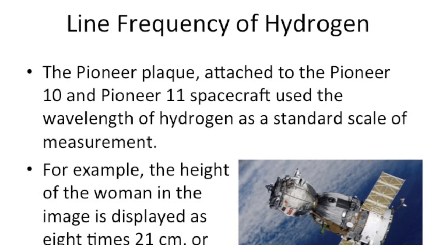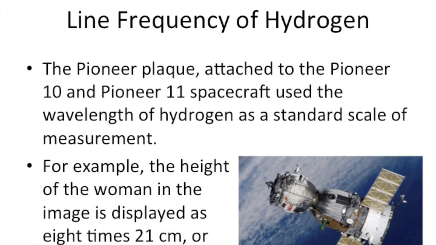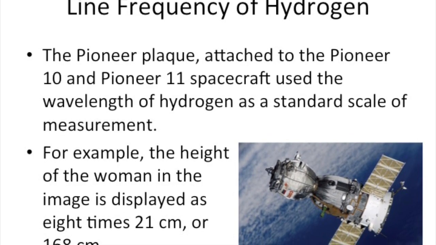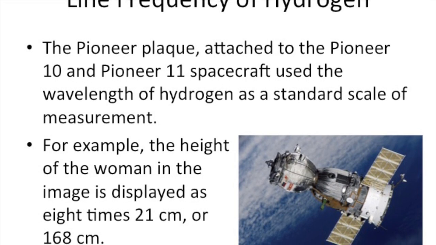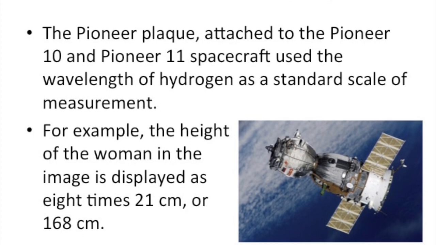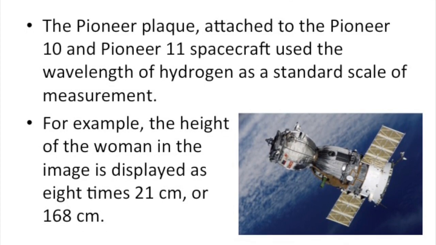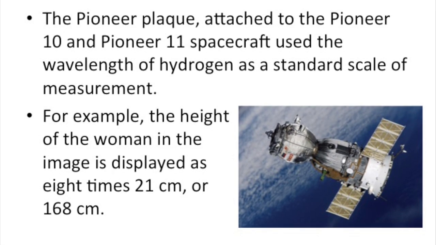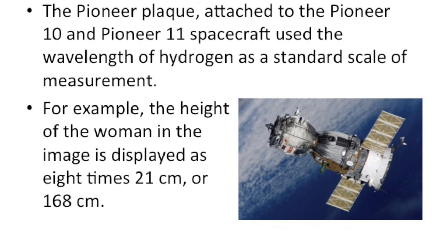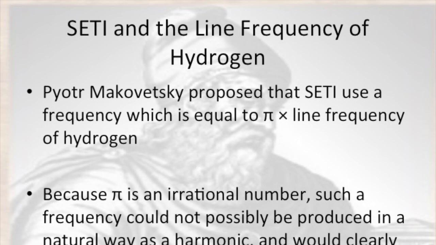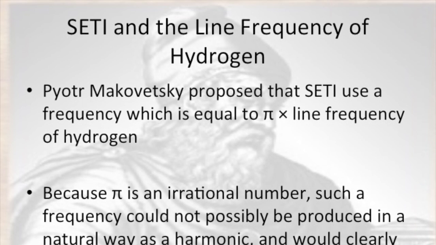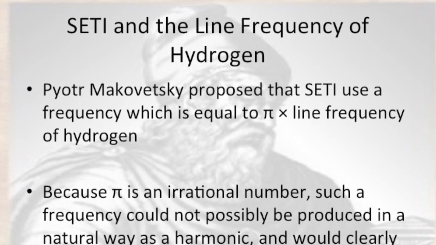In 1972, we launched the Pioneer 10, and in 1973, the Pioneer 11 spacecraft, and both of these used the wavelength of hydrogen as a standard scale of measurement. For example, the height of the woman in the image on the plaque in these spacecraft is displayed as 8 times 21 centimeters, or 168 centimeters, multiple of the line frequency of hydrogen. The line frequency of hydrogen has played a major role in our search for extraterrestrial intelligence in a project that has become known as SETI.